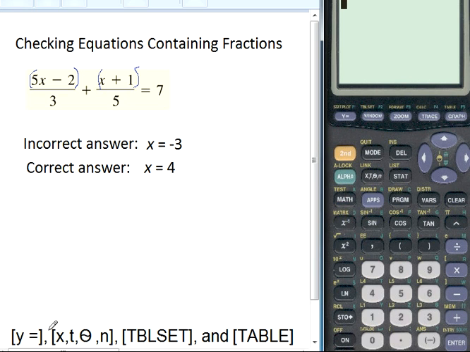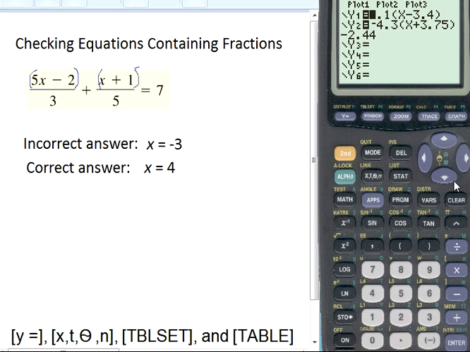Alright, so let's go to the y equals key, which is in the upper left-hand corner. Let's hit clear to clear out anything that's already there, and notice that the plots are turned off too. Alright, go back up to y1, and we're going to enter the entire left-hand side of the original equation, exactly as it is written with the parentheses.